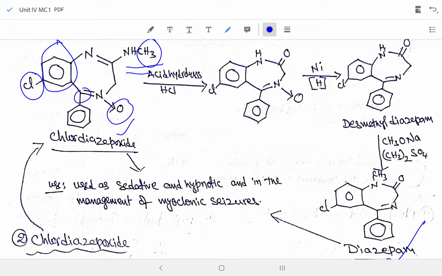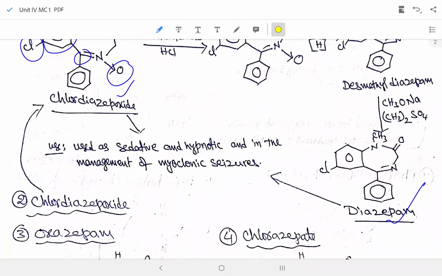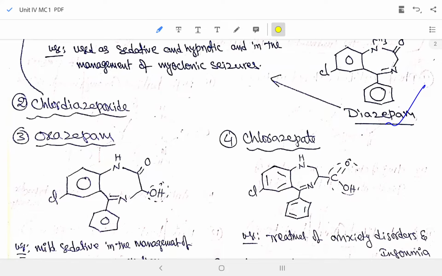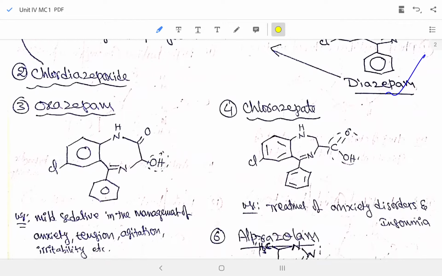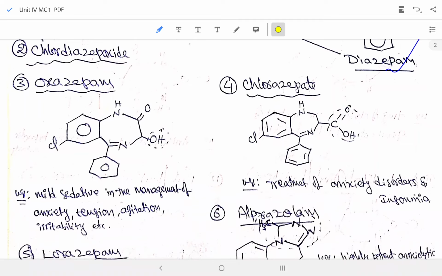Fine. Now let us see the structures of benzodiazepines, the examples. So, you know the structure of diazepam and chlordiazepoxide till now. The third one is oxazepam. What is the difference? The difference is that it has a hydroxyl group attached at the third position, and if you see the structure activity relationship, if the third position is attached with a hydroxyl group, the molecule will be more polar, so the half-life will be less. It will act as a mild sedative in the management of anxiety, tension, irritability, etc.